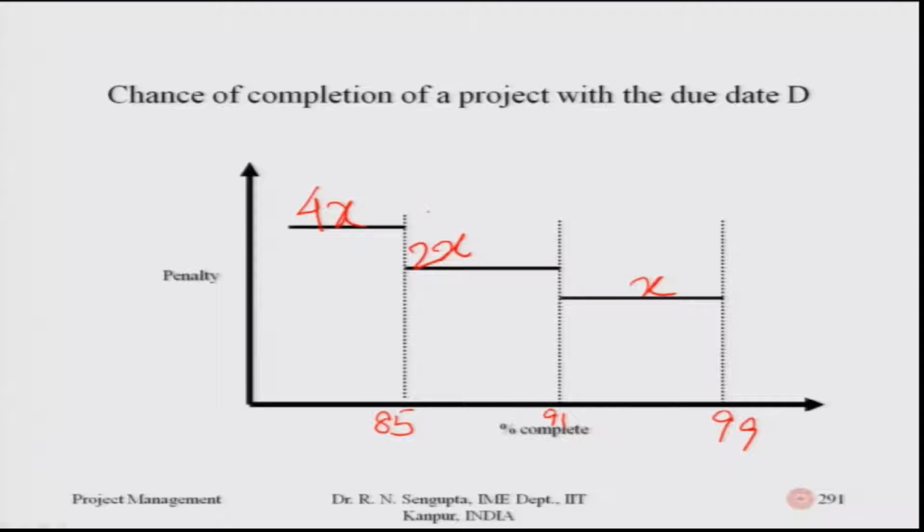So, what is important to note is that in this region between 85 to 91, or in this region from 91 to 99, the cost overshooting remains fixed. That means, if you are able to finish that particular percentage of work, either 91.5% complete or 98.9% complete, you basically pay a fixed amount.